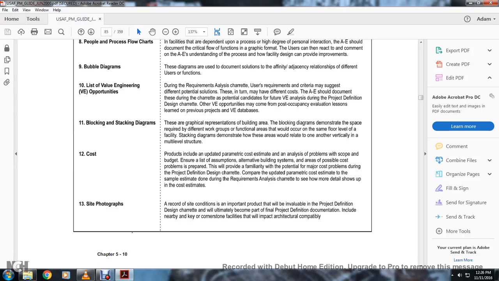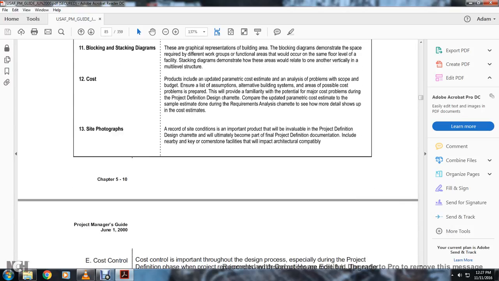Site photographs, the record site of the condition, the importance of the product available. The project definition design chart will be ultimately become part of the final project definition documentation, including nearby key and cornerstone facilities that will impact the architectural capability.